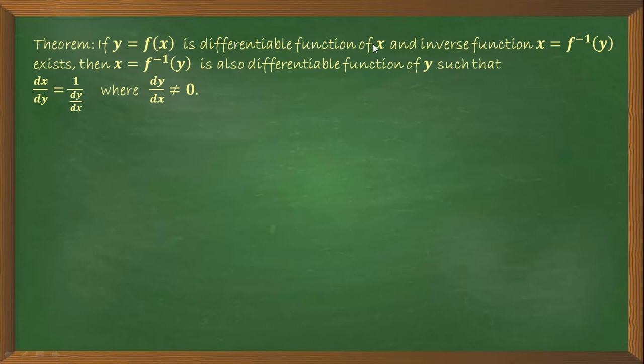Okay, in short. And see what is given here, the inverse function x is equal to f inverse y exists. It exists because this is a one-one and onto function, that's why it is given that the inverse function exists. Then what we have to prove? We have to prove that x is equal to f inverse y, this is the inverse function, is also a differentiable function of y. Now means we have to find out dx by dy such that dx by dy is equal to 1 upon dy by dx. Now theoretically we will prove this result.